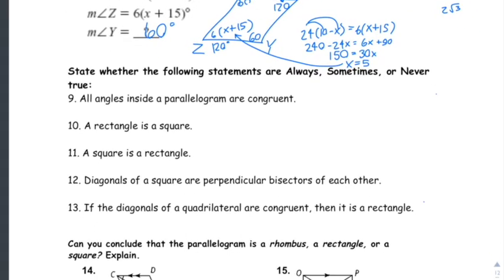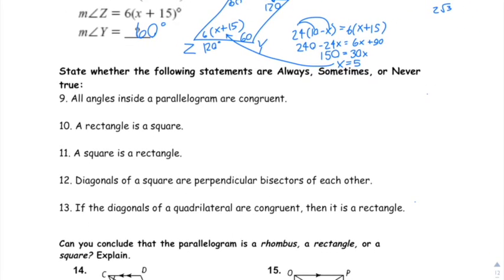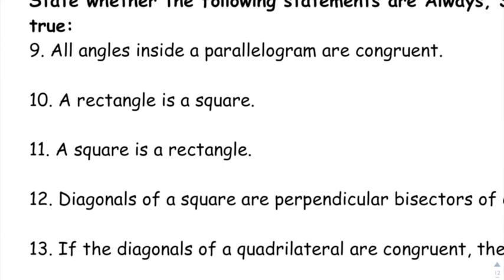So there's a couple of problems there on that. These are a little tricky sometimes, the always, sometimes, or never. Essentially, we're looking for counterexamples. If we can find a counterexample, most of the time we'll be able to put sometimes. And then we'll just see if we can't, then it's either always or never. So let's see what we got here on this one.